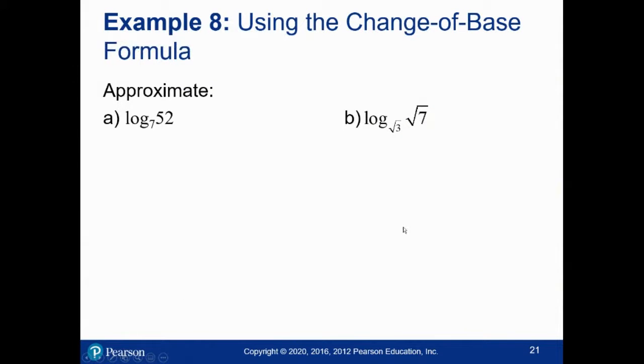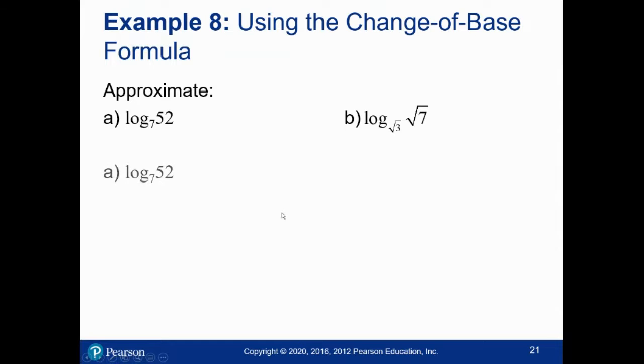So using either common or natural logs, approximate both of these things that have very unusual bases. Log base 7 isn't that weird, but log base root 3, that's pretty strange. So get 2 decimal point approximations for each. I'll wait.